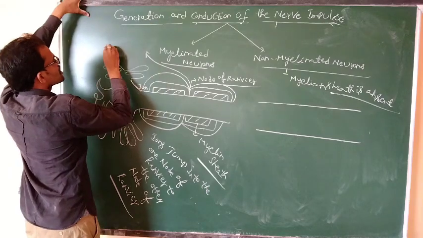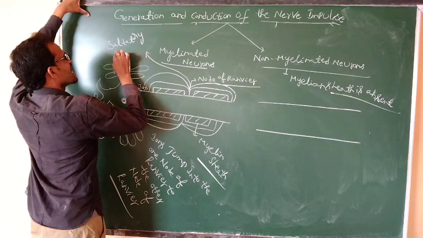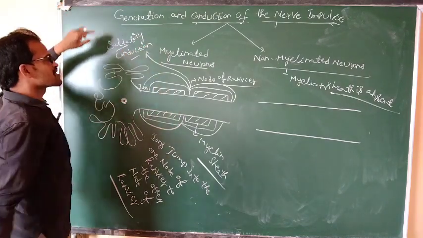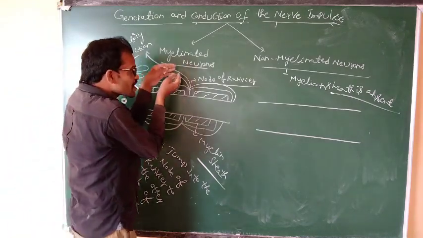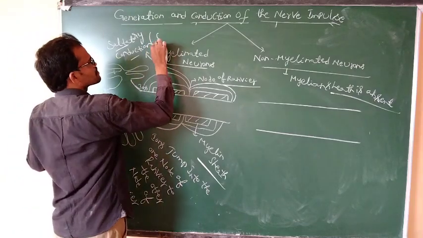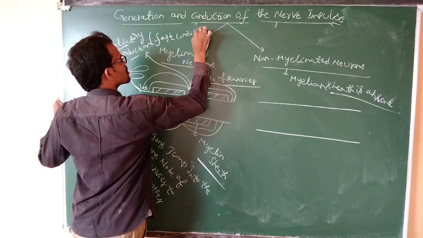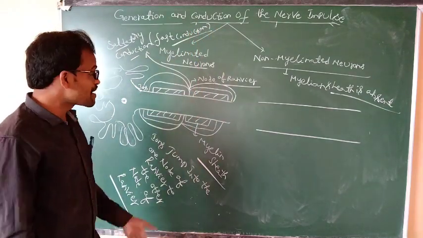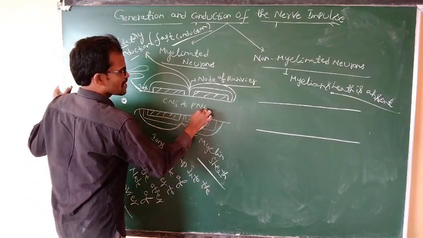Saltatory conduction. The nodes of Ranvier are helpful for the saltatory conduction. The ions move from one node of Ranvier to the other node of Ranvier. It is a fast conduction, present in the central nervous system and peripheral nervous system.